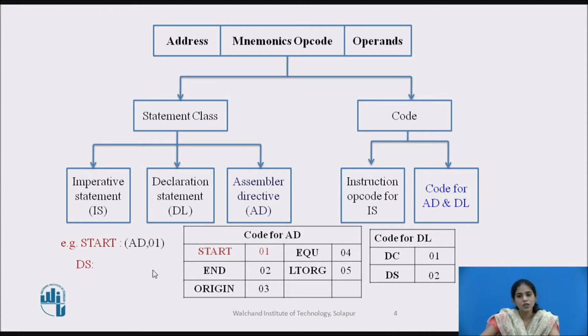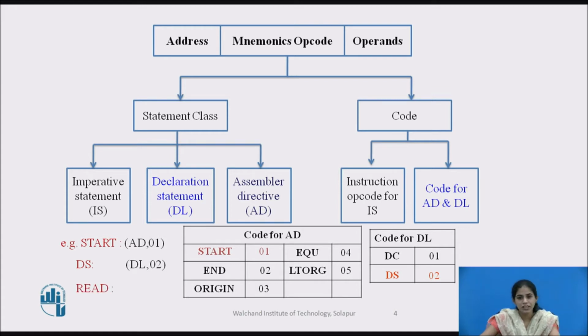Similarly, we generate the code for the DS. Again the statement class for the DS is DL. So here we specify the statement class as DL, and we obtain the code for the DL. For the DS the code is 02. So here we specify 02 in the code field.